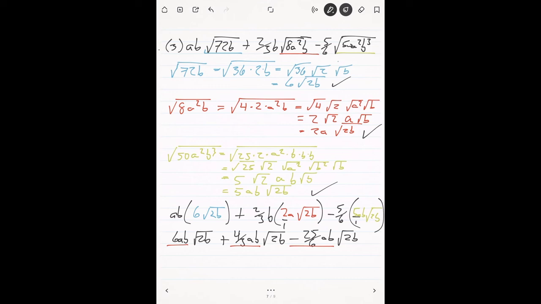If you use your calculator and you combine the 6, the 4/3, and the negative 25/6 together, you should end up with 19/6 ab. And then the radical stays the same, the square root of 2b. That's going to be our final answer. Maybe your answer is a mixed number instead of 19/6. Maybe you have an unsimplified version of that. But as long as it's equivalent to 19/6, you're good.